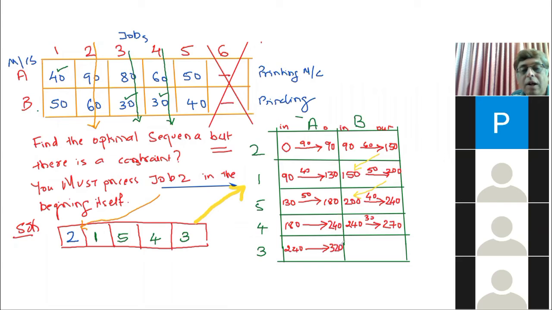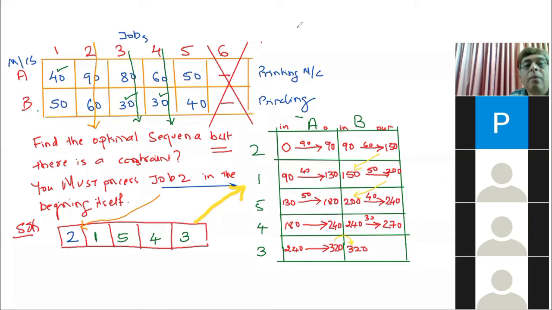320. Good that you are all alert. Very nice. When will job 3 enter machine B? 320. Correct. 270 B is free, but it cannot be consumed because job 3 is still getting processed. So it will enter at 320. For your benefit, I will just mark it here. It is this 320.